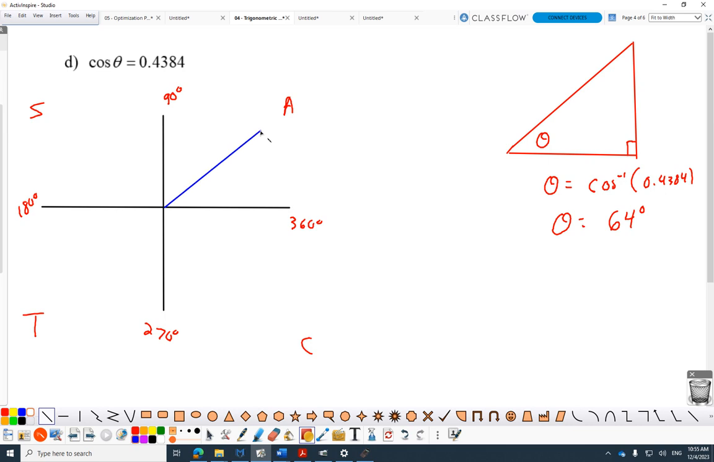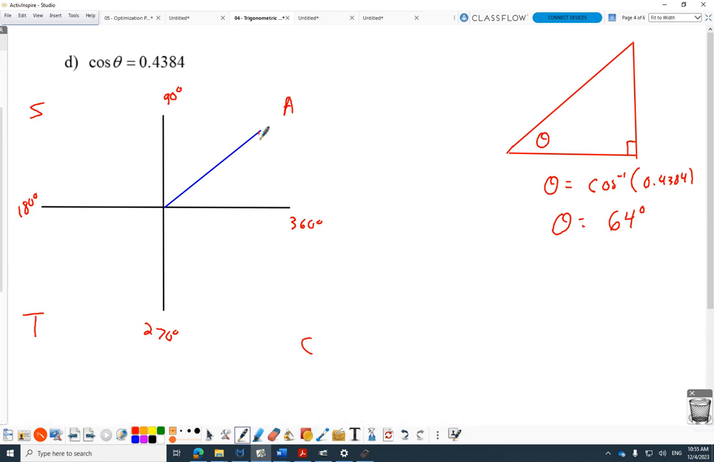But anyways, in the first part of the question, now I know my related acute angle. Cos inverse gave it to me. It's 64 degrees. So my theta is 64 degrees. I'm looking for someone with a skeptical look on their face. I don't know. Let's try it. Let's check the calculator. Let's do cos of 64.